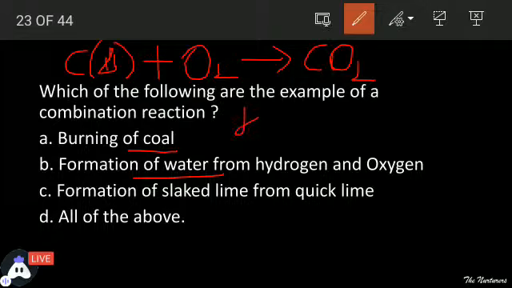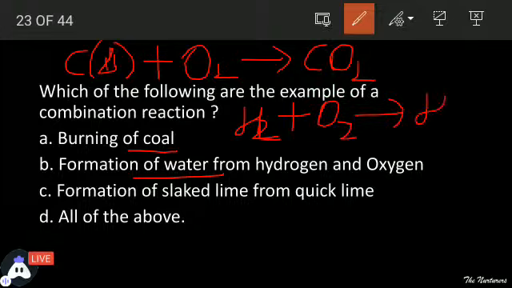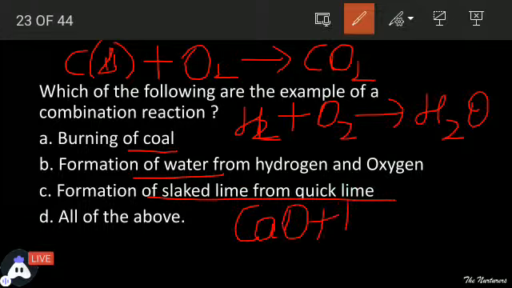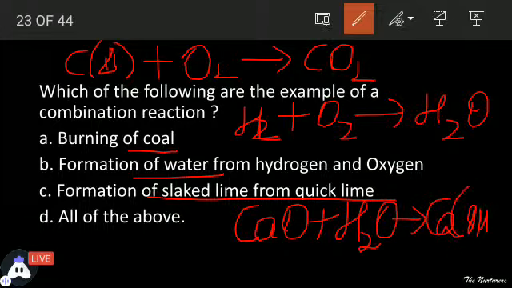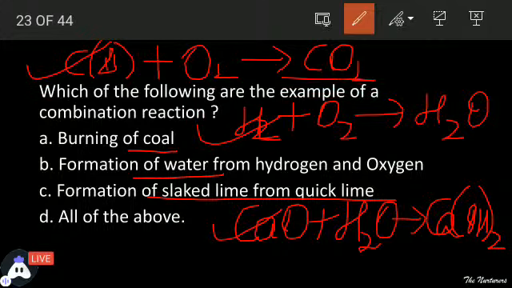Formation of water from hydrogen and oxygen, yes, H2 and O2 when combined lead to the formation of H2O, that is water, is again an example of a combination reaction. And third, that is the slaked lime from quicklime. We have already discussed in the previous slides. That is calcium oxide when it reacts with water gives what? Calcium hydroxide. So you can see in all the three reactions, the product is just one. And since the product is just one, all the three are the example of combination reaction. So answer would be all of the above.